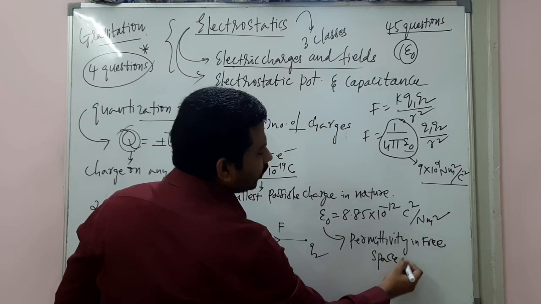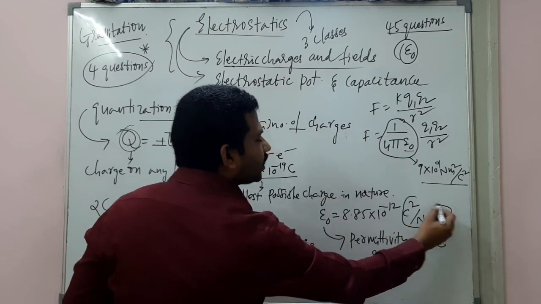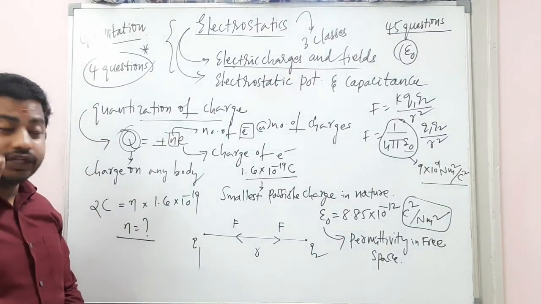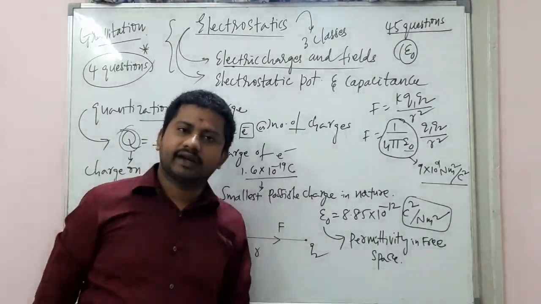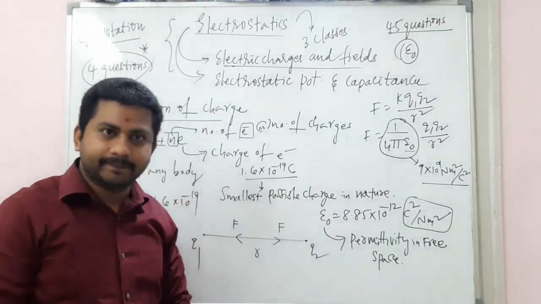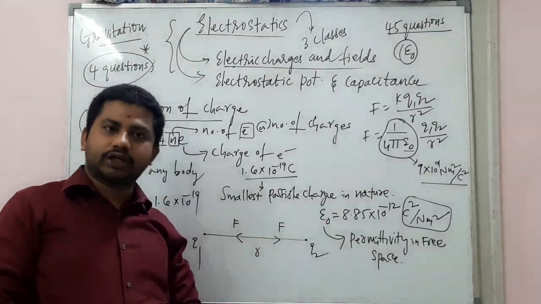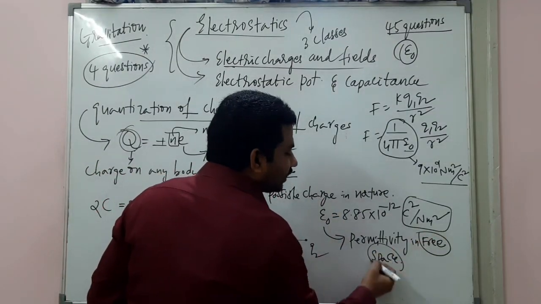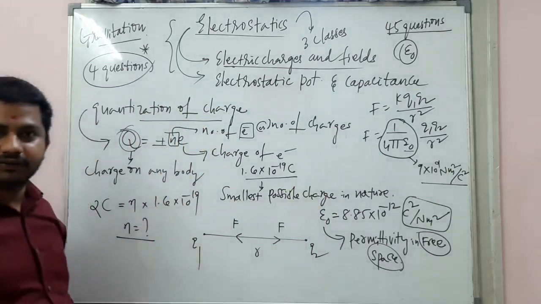So carefully go through the units of it, because you may get a question from the units. If you know the units, you can write the dimensional formula. Remember this epsilon naught. This is the epsilon naught in free space, my dear children.